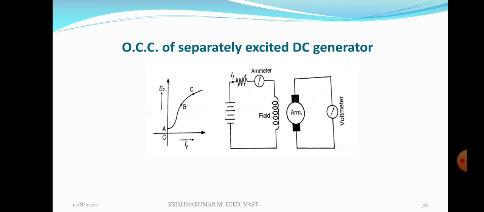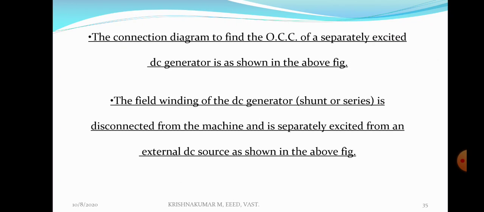On the left hand side of this slide, a graph is shown. Field current is on the x-axis, induced EMF E0 is on the y-axis. This is a separately excited DC generator. The connection diagram to find the OCC of a separately excited DC generator is shown in the figure. The field winding of the DC generator is disconnected from the machine and is separately excited from an external DC source as shown in the figure. This I just explained.